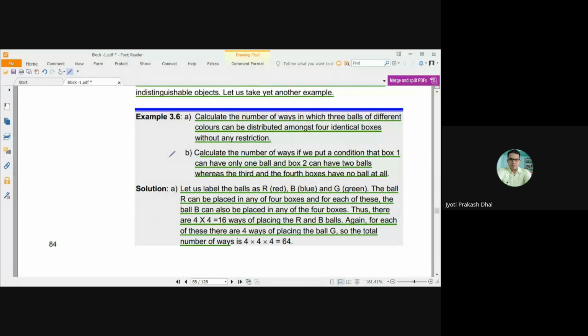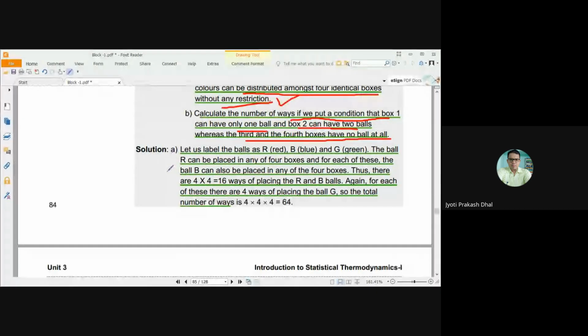Now coming to one question: calculate the number of ways in which three balls of different colors can be distributed among four identical boxes without any restriction. And the second part of this question: calculate the number of ways if we put a condition that box 1 can have only one ball, box 2 can have two balls, whereas the third and fourth boxes have no balls at all. So let us see the solution.